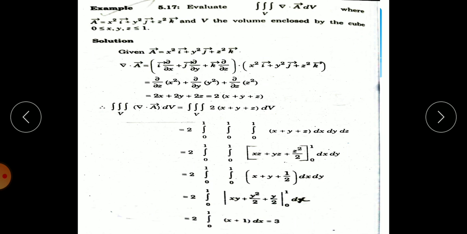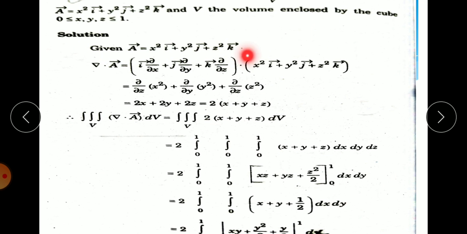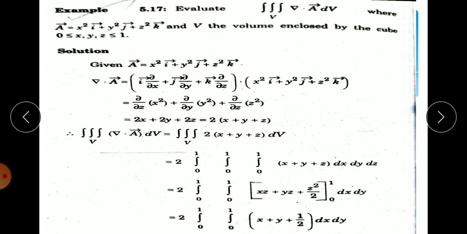Let us see the first problem. Evaluate triple integral over V of del dot A vector dV, where A vector is the function they have given, and V is the volume enclosed by the cube, and x, y, z, the three variables, lie between 0 and 1. So directly they have given the limits 0 to 1. No need to find anything, the question itself gives it. They are asking us to find del dot A vector into dV. So first we should find del dot A vector, and then use the triple integration with the limits to finish the problem.